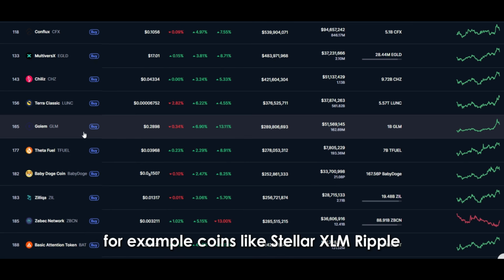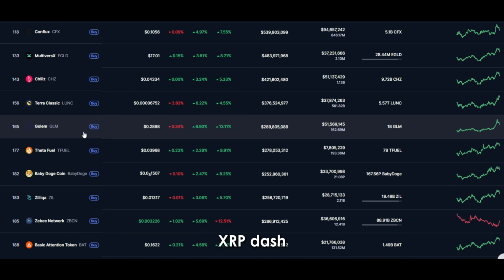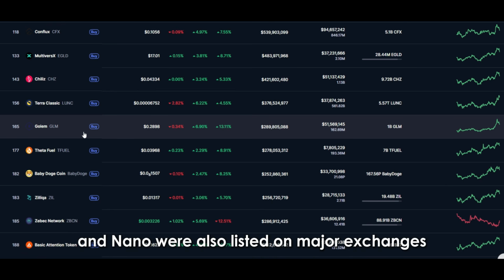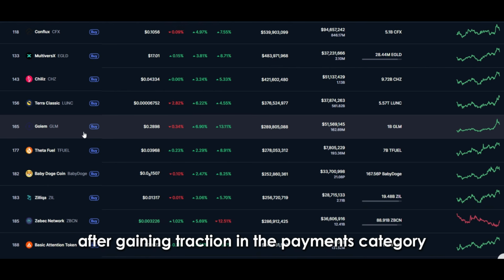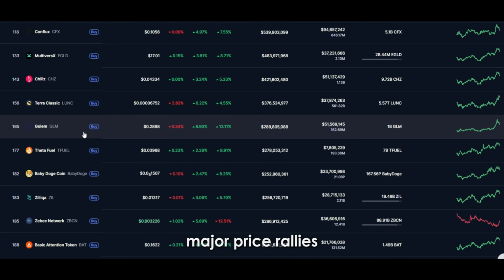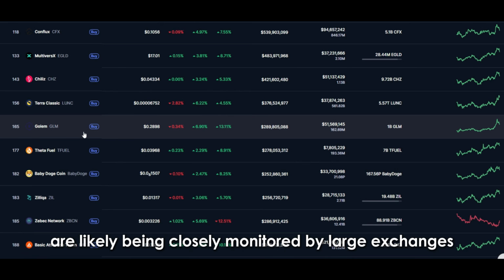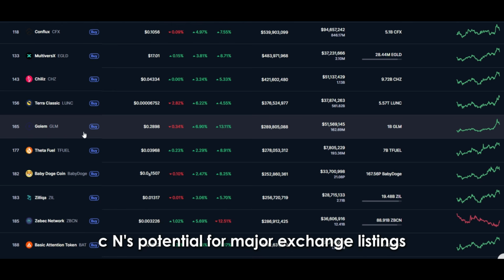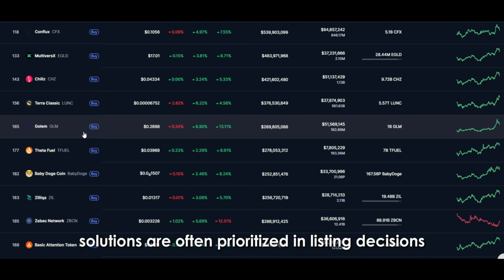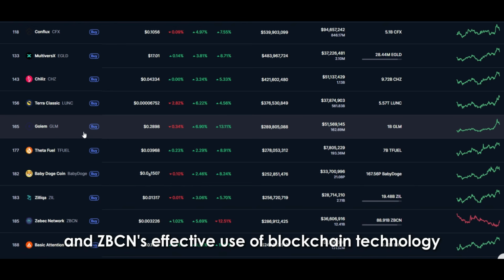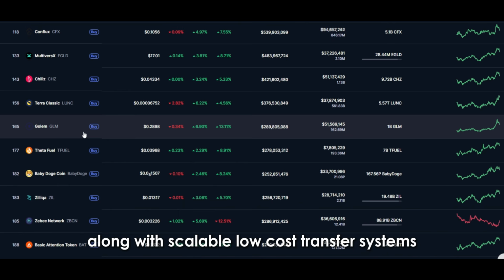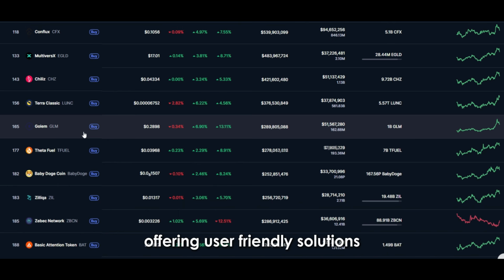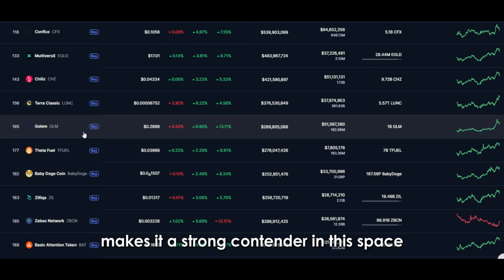For example, coins like Stellar XLM, Ripple XRP, Dash, and Nano were also listed on major exchanges after gaining traction in the payments category and went on to reach broader investor audiences and major price rallies. ZBCN is at the beginning of this path, and these positive signals are likely being closely monitored by large exchanges. Another factor increasing ZBCN's potential for major exchange listings is its technical foundation and vision. Modern payment solutions are often prioritized in listing decisions, and ZBCN's effective use of blockchain technology along with scalable, low-cost transfer systems offering user-friendly solutions makes it a strong contender in this space.